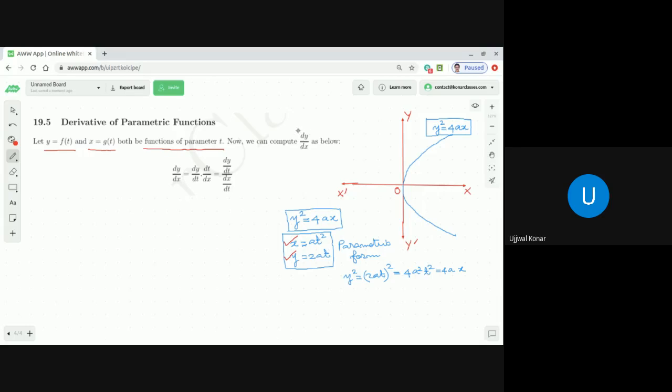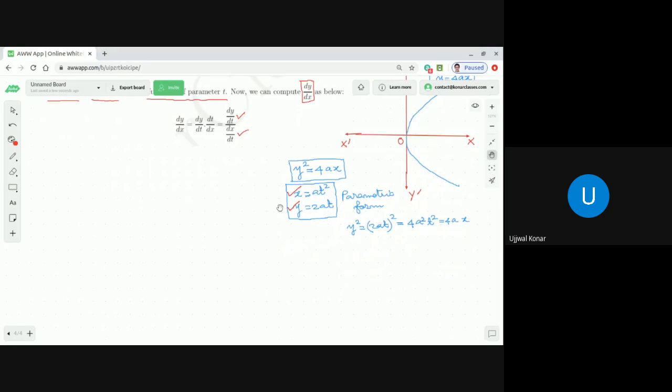Now how to find the value of dy/dx? The value of dy/dx is equal to dy/dt into dt/dx, that is dy by dt divided by dx by dt. Let's do it in this case. Okay. Got it now? Yeah. Dear student, let me do this. According to this, what is the value of dy/dx? The value of dy/dx is equal to dy/dt divided by dx/dt. Correct or not?